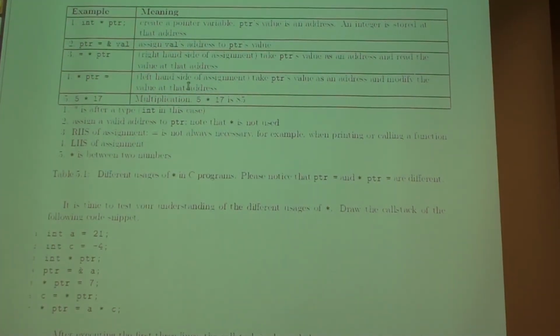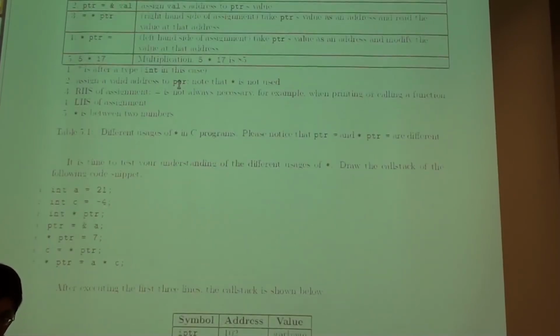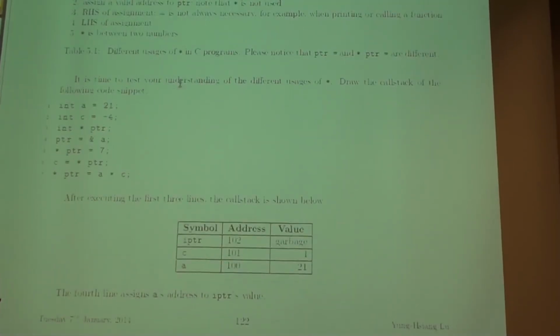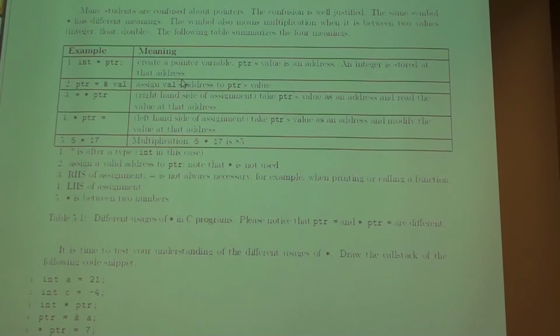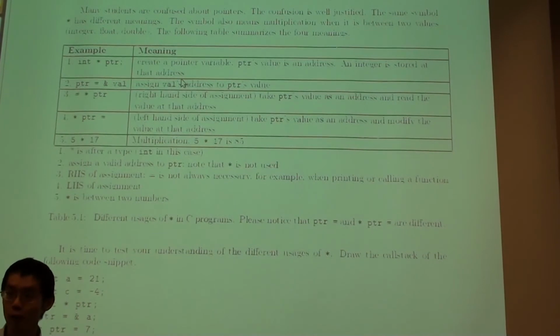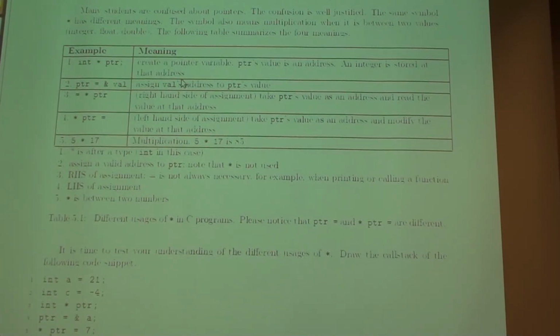This is in the class note, page 122. So the first here is you create a pointer. And the second is what we have seen, you try to get the address of VAL. Now the same symbol star actually has 4 different meanings, depending on how you use it, and that's why it's confusing. And this table summarizes the different meanings.